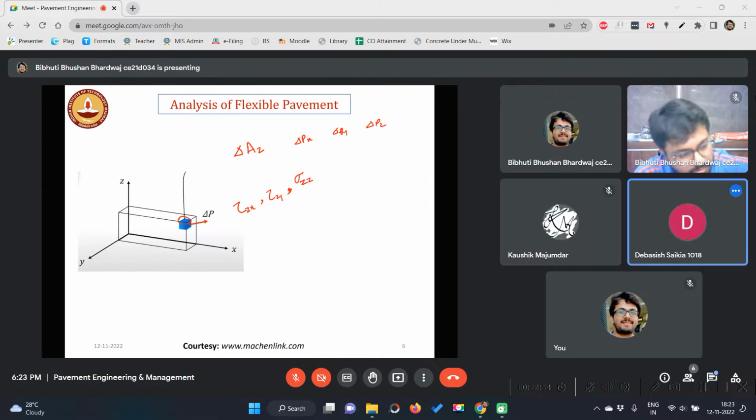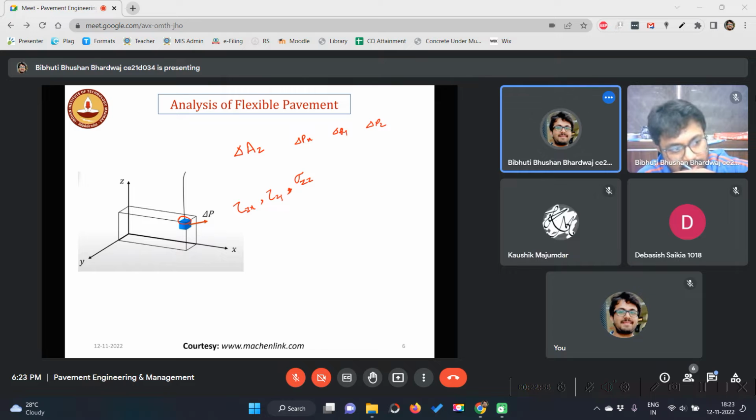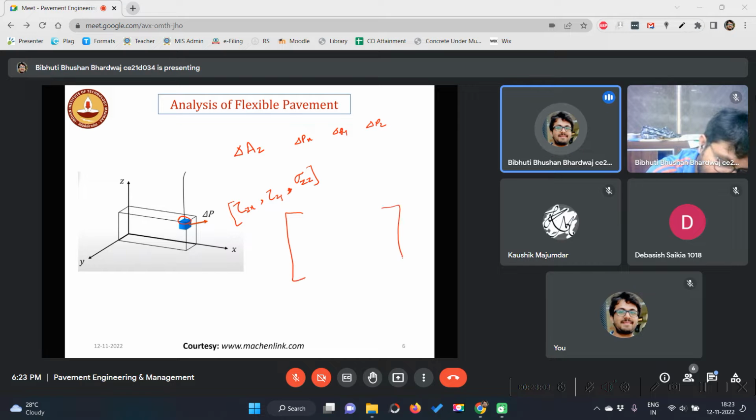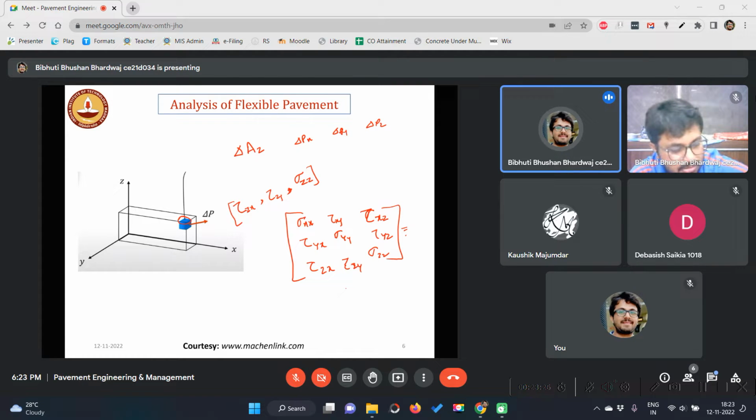Now I am actually very surprised with these things you don't know. We have never seen this matrix before? Sigma xx, sigma yy, sigma zz, tau xy, tau xz. And here tau yx, tau yz, tau zx, tau zy. You have not used this matrix before?